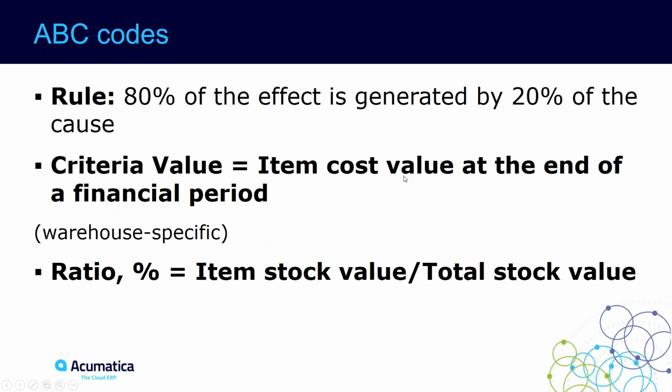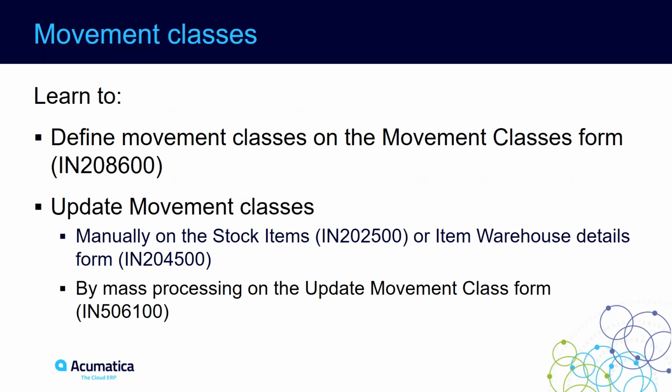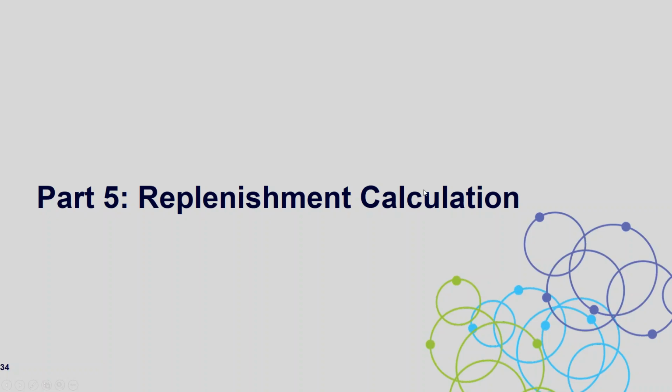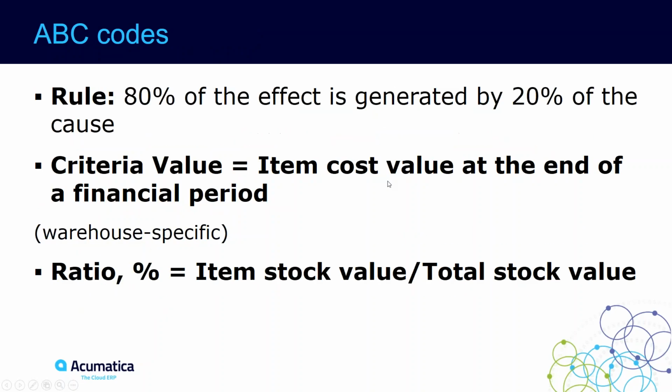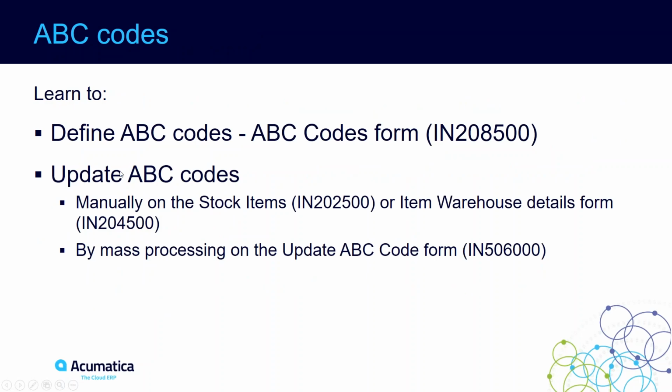Okay, so the rule is that 80% of the effect is generated by 20% of the cost. The criteria value equals item cost value at the end of a financial period. This is warehouse specific, and the ratio percent equals the item stock value over the total stock value. Let me get more into detail with that. But before going into that, hold on a second. I'm getting ahead of this.